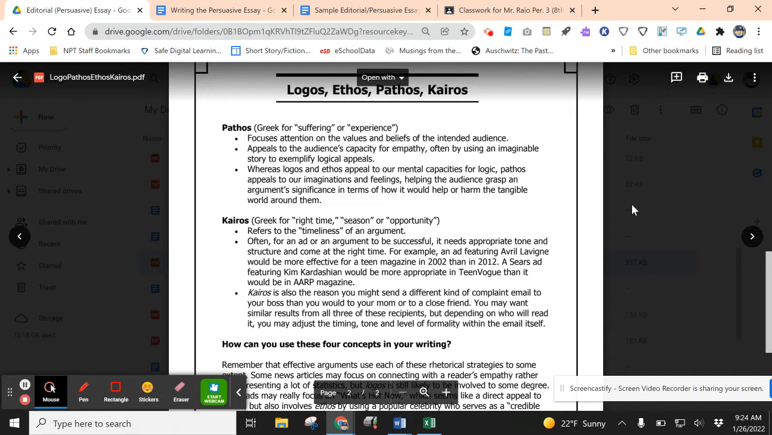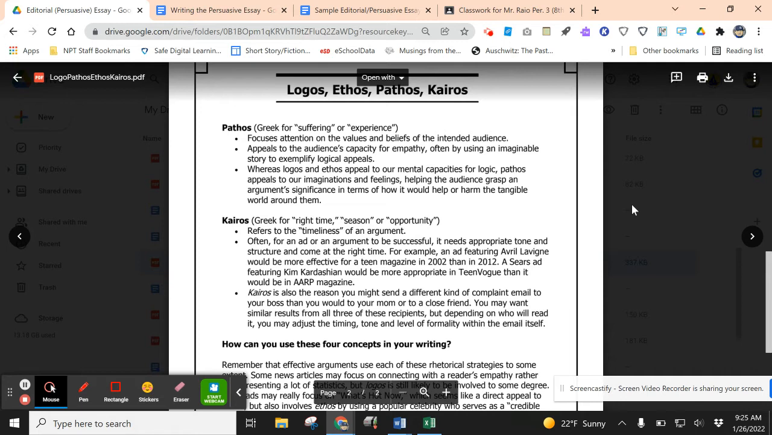Often by using an imaginable story to exemplify logical appeals, right? Like what world will we be leaving our grandchildren and their children with if we do not act now to alter the course of climate change? Okay, that's an appeal to people's own legacy. Logos, logic, and ethos, credibility, appeal to our mental capacities for logic. Pathos appeals to our imaginations and feelings, right?